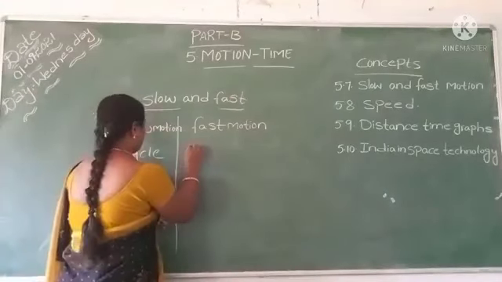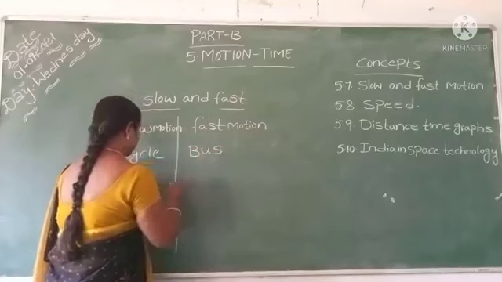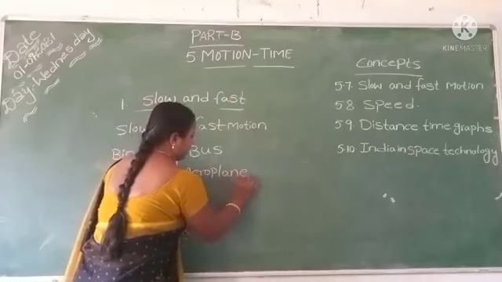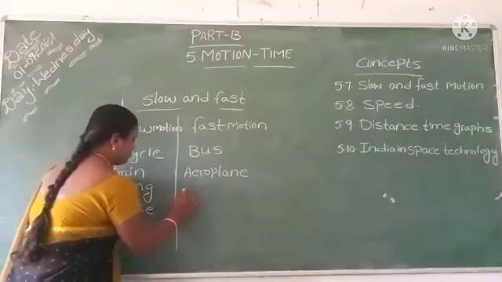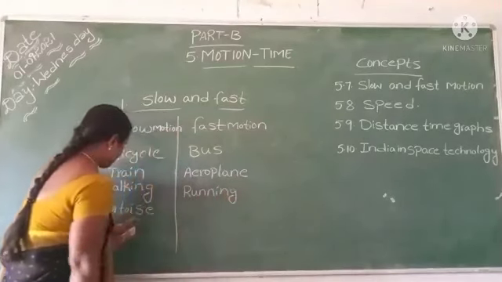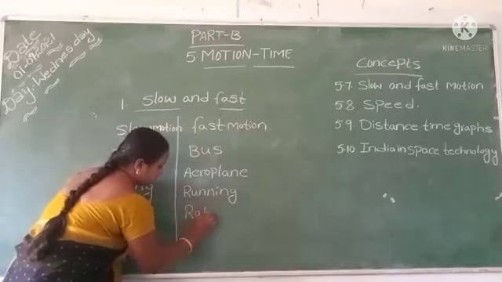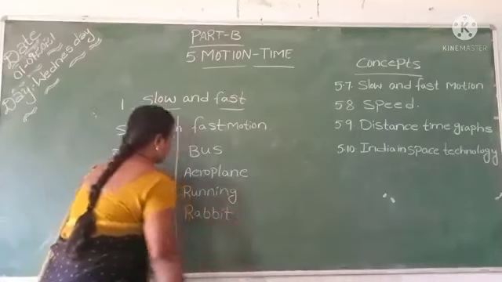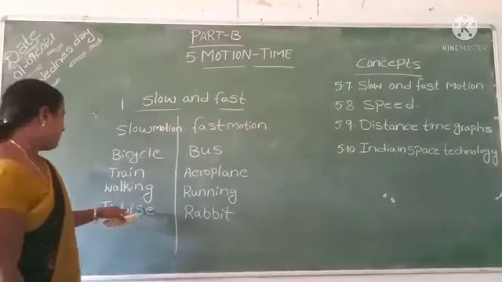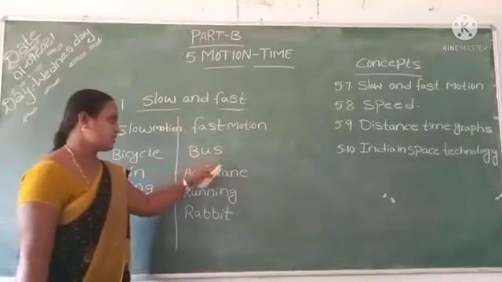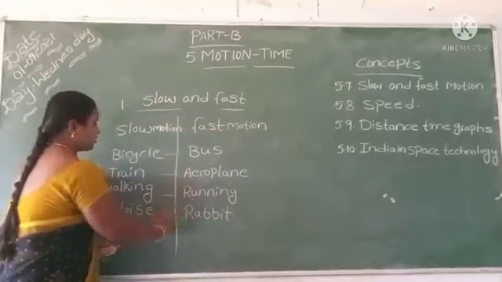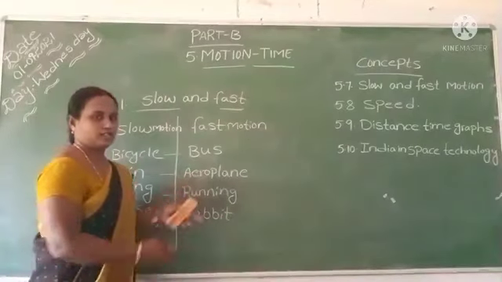Fast motion: bus, train, aeroplane. Aeroplane is faster than train. Walking, running: running is a fast motion. Next, tortoise, rabbit. Slow motion: bicycle, walking, train, tortoise. Fast motion is bus, aeroplane, running, rabbit. These are the differences between slow and fast motion we have learned.